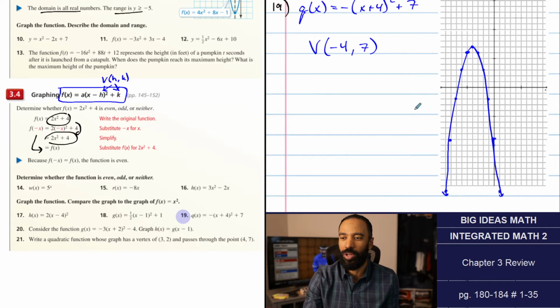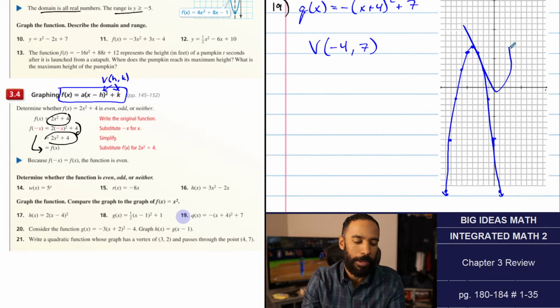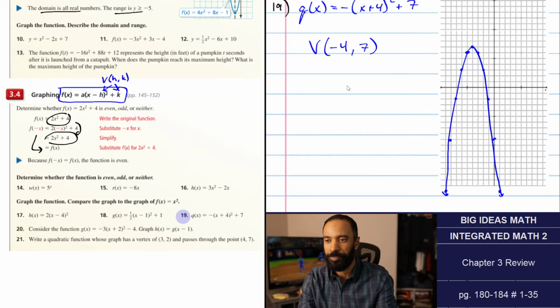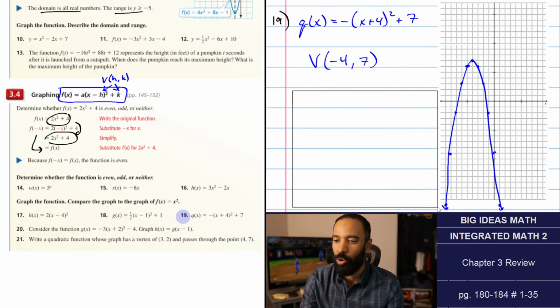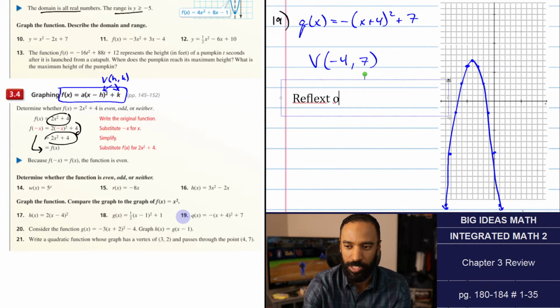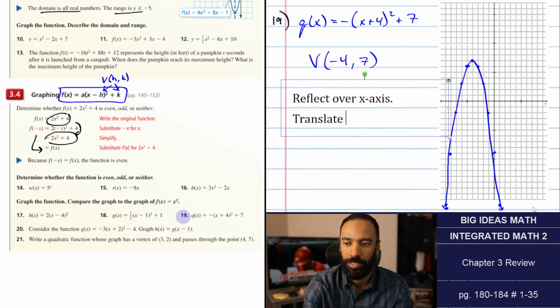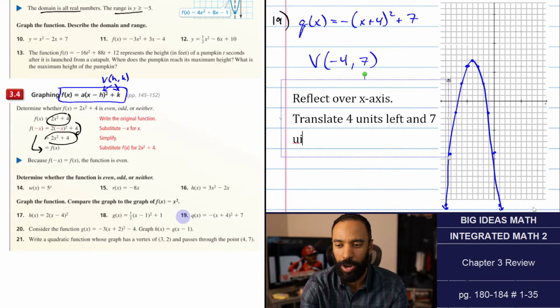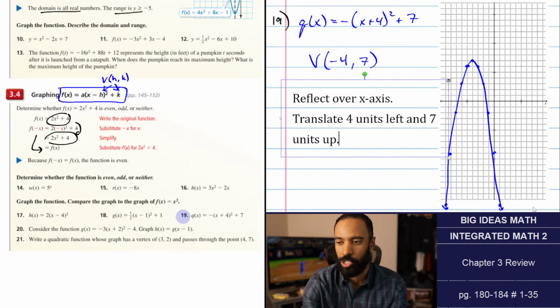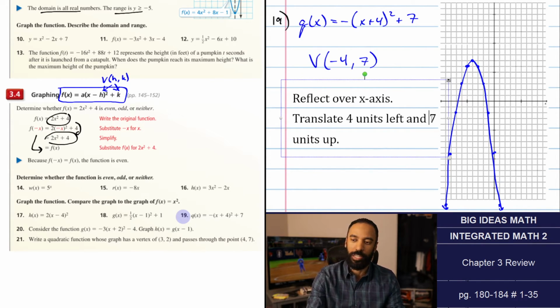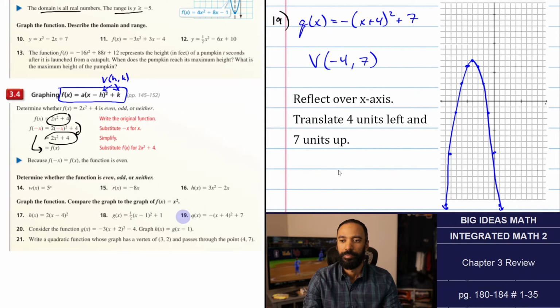You take the original f of x graph that would have faced up like that. We're going to do three things to it. We are going to reflect it over the x-axis. Then we're going to translate 4 units left and 7 units up. Remember, there is no vertical stretch or compression on this, just the reflection. There, A is still affecting it, but just through a reflection.